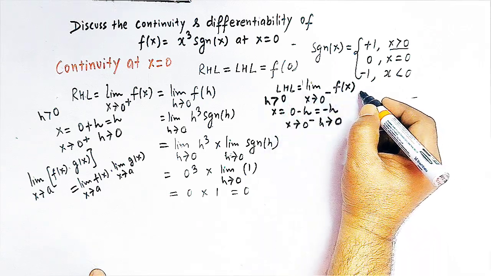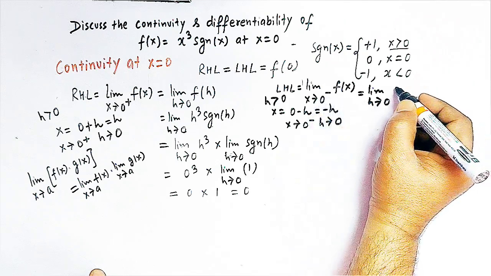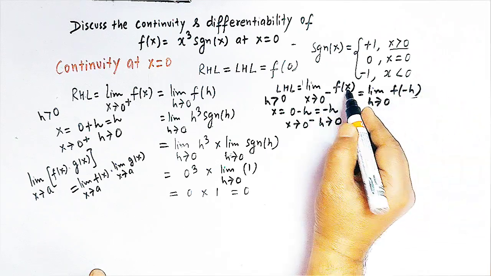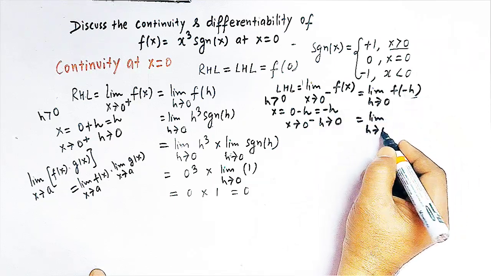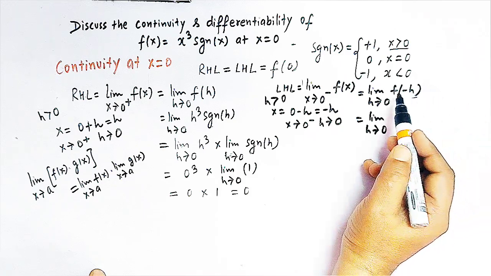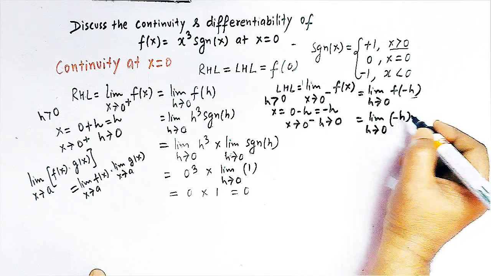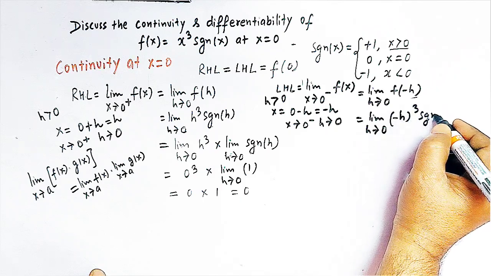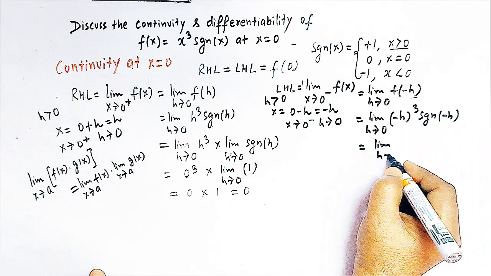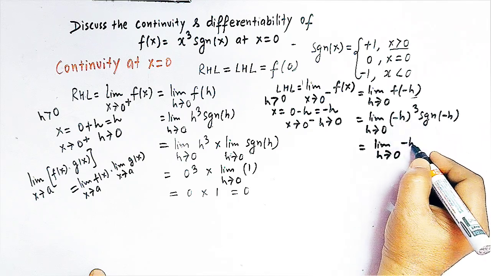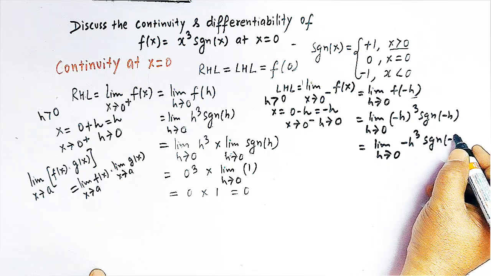So now the left hand limit can be written in terms of h as limit h tends to 0 of f of minus h, where x is minus h. So we can write limit h tends to 0 of f of minus h, which can be obtained by replacing x by minus h. So we have minus h cube, and here we have signum of minus h. Minus h cube is simply minus h cube, and here we have signum of minus h.